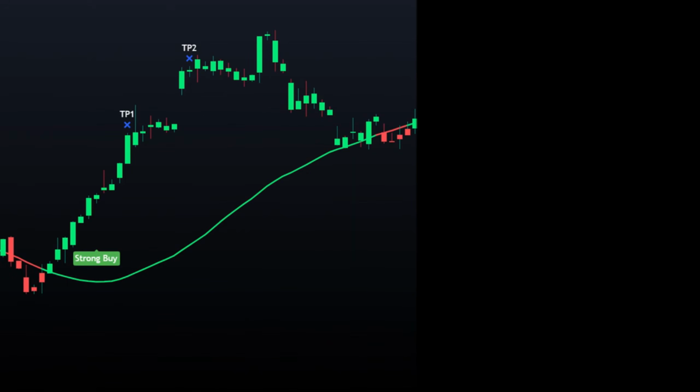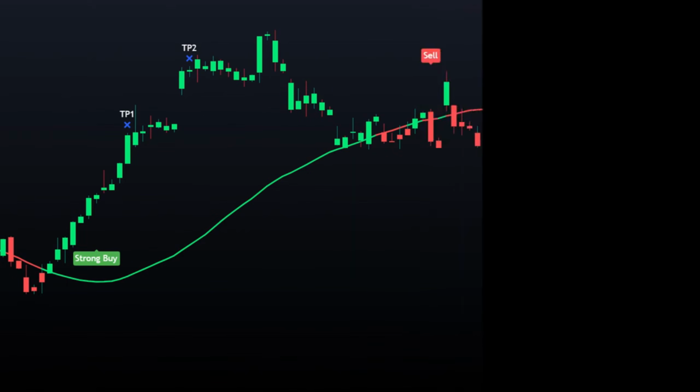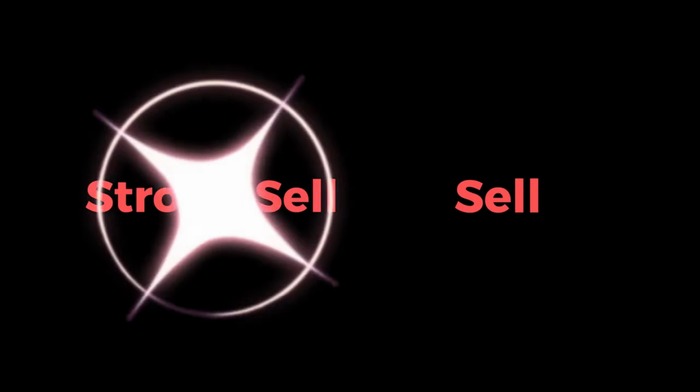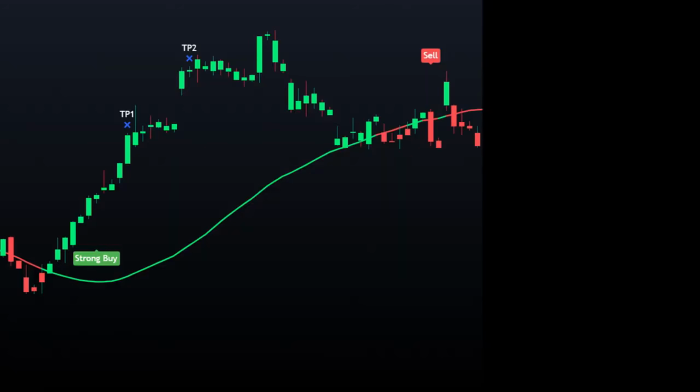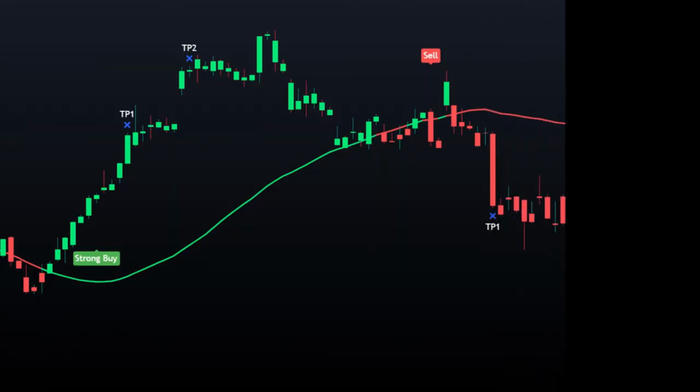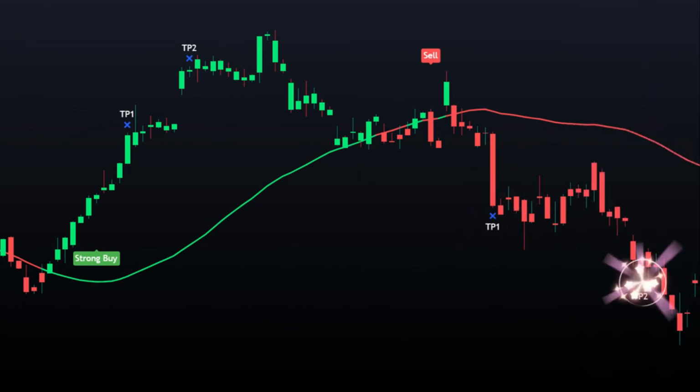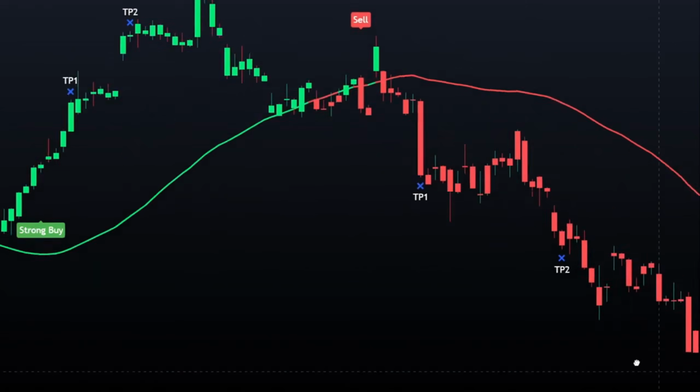We look for another, we wait a little, and end up getting a sell signal. Now, like I said earlier, strong sells perform better than regular sells. But the regular sell can still give some really good entries. So we enter the trade, the market goes down, we get our first take profit, we sell a percentage of our trade here, and let the rest ride. And then we get our final take profit mark. That's 2 successful trades so far. Let's see what happens next.